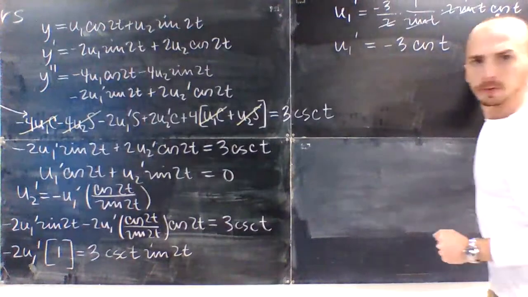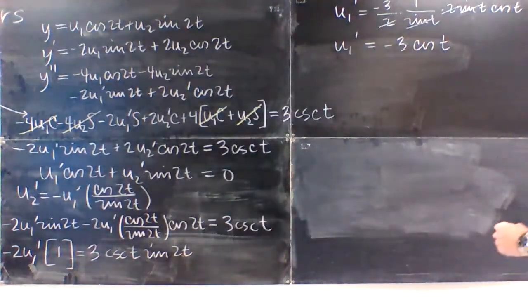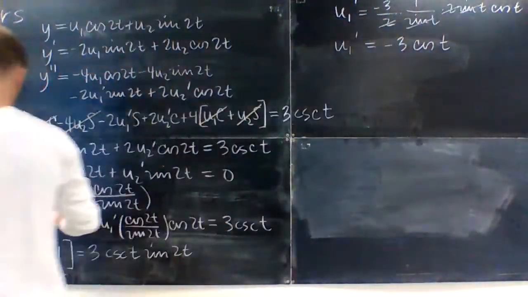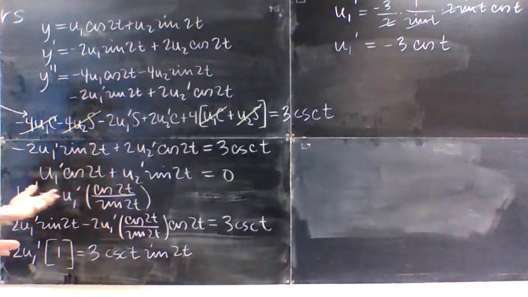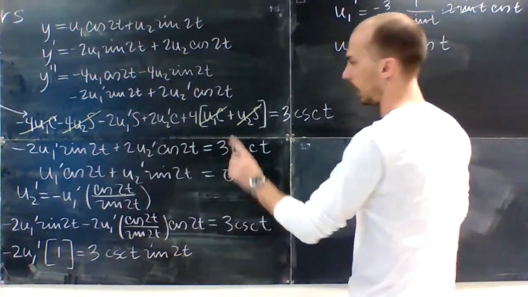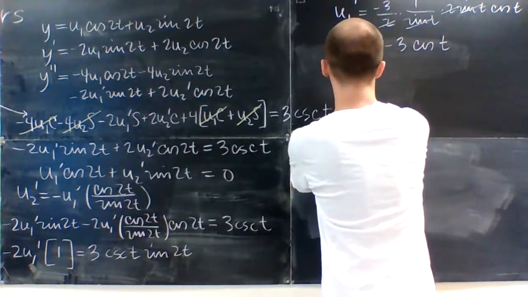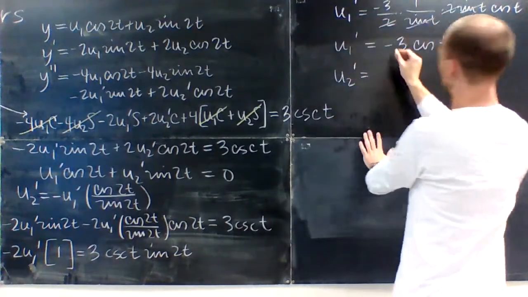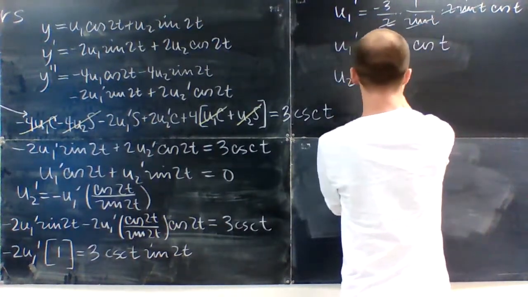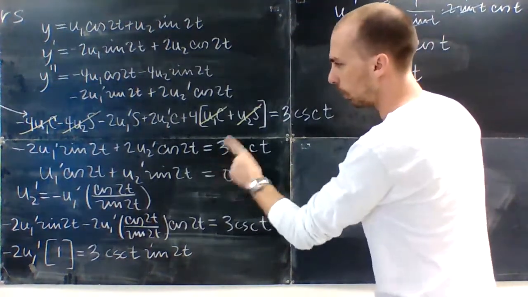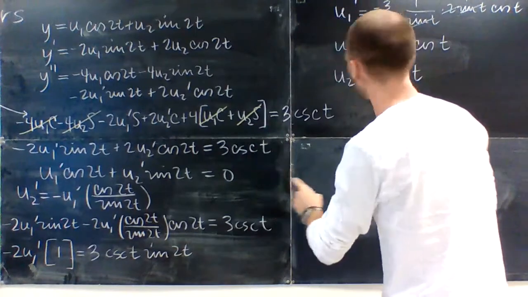But really what I need is to go back to this one and get u2 prime, and then I can find u1 and u2 at the end. So u2 prime is going to be negative of u1 prime, so negative of -3 cosine t, so 3 cosine of t, and then multiplied by cosine of 2t divided by sine of 2t.